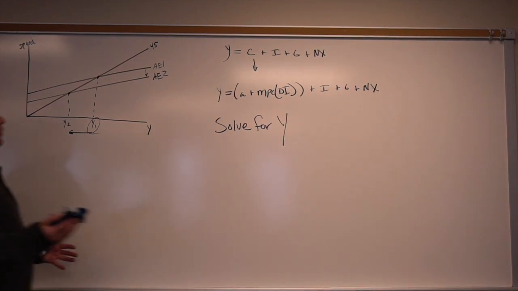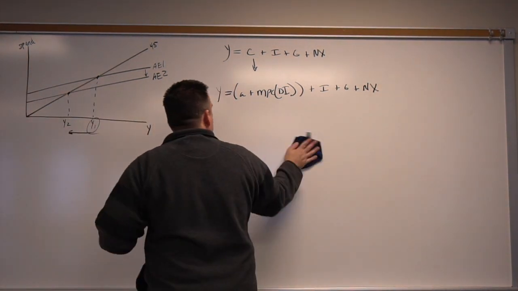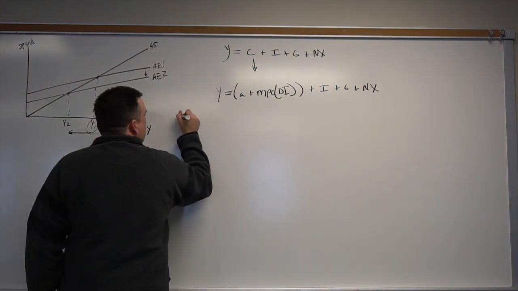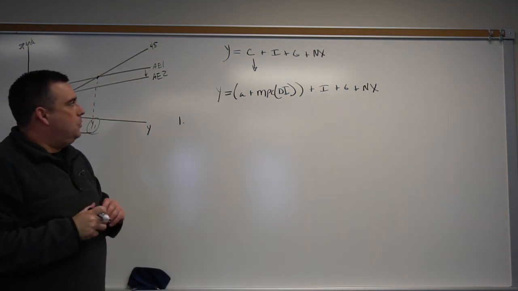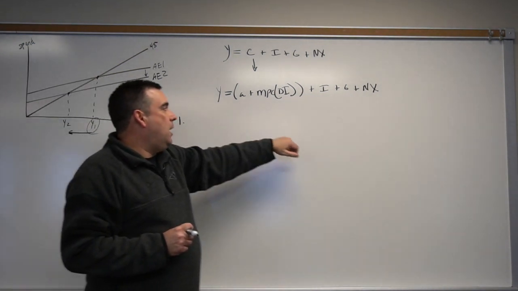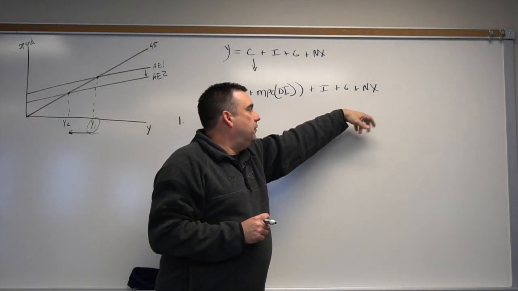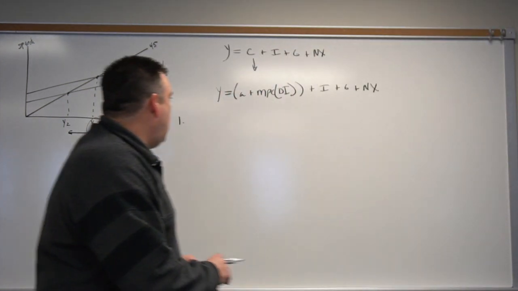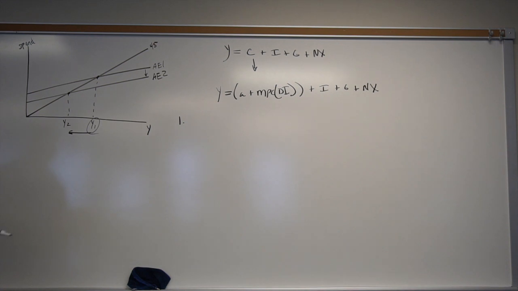So we wanted to solve for y in that question, right? So if we look at number one, I gave us values for autonomous consumption. I gave us a value for I, for g, for nx effectively. So I want to go ahead and put these in right now.